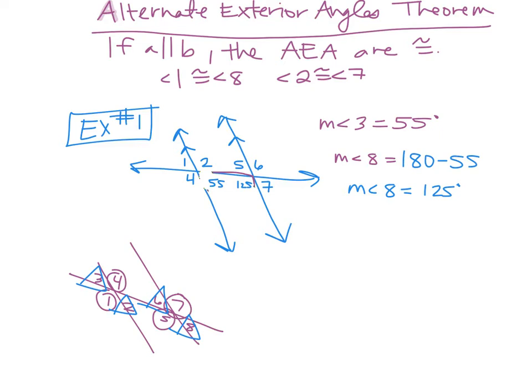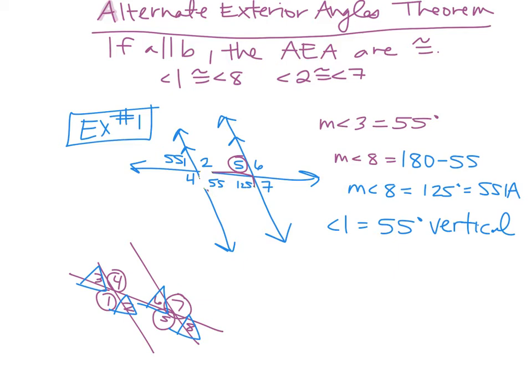What other angles do you know then? What's angle 1? 55. Why? Because they're vertical angles. So 1 would be 55 because they are vertical angles. Okay, this was 125 because of same side interior angles. So this would be 55. What would angle 5 be? What's this one? 55. Why?